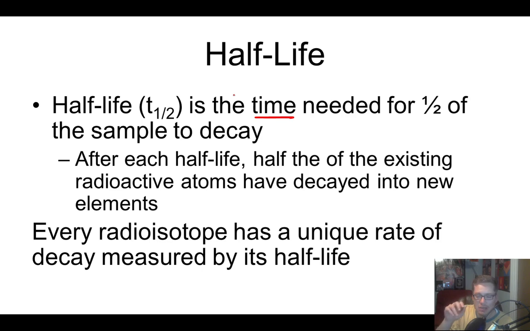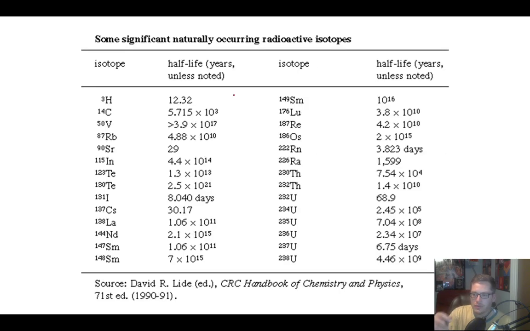The neat thing about this is that every radioisotope, remember that means unstable isotope, has a unique rate of decay that's measured by its half-life. We can use these unique rates to identify many different things. You've probably heard of carbon-14 dating. That's how we know how old different artifacts are, dinosaur bones, and so on. We can use radioactive dating of carbon-14 because it's always a unique rate, and you can't change it. As far as we know, we can't make it go faster or slower. We can use that to determine how old something is. So here's a list of different half-lives.